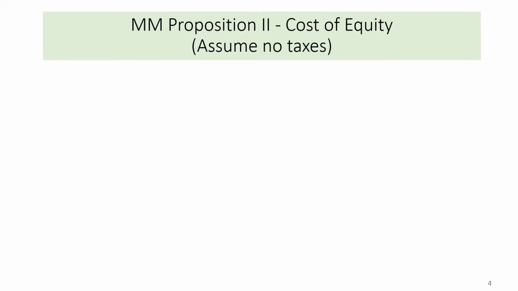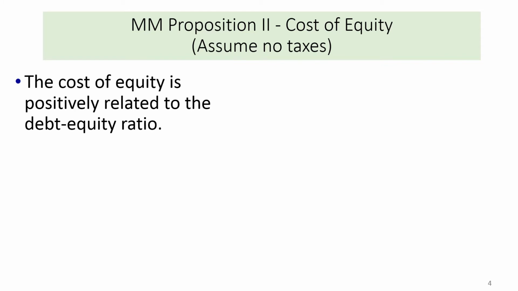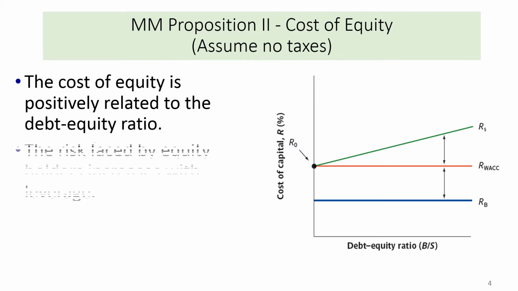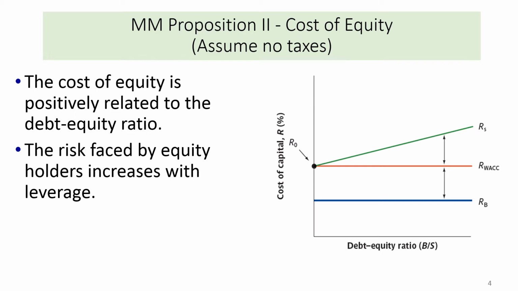According to proposition 2, in a world with no taxes, the cost of equity is positively related to the debt-equity ratio. From the figure, the cost of equity, RS, is represented by the green line. The cost of equity is a linear function of the firm's debt-equity ratio. Why? The risk faced by the equity holders increases with leverage. Because levered equity has greater risk, it should have a greater expected return as compensation.